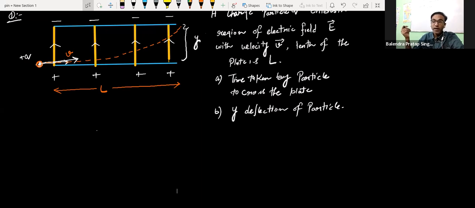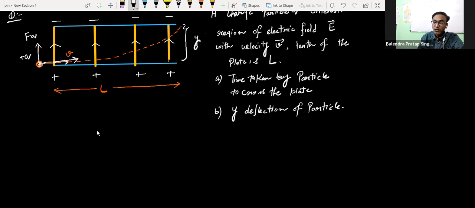It's a two-dimensional motion, meaning the particle is moving along the x direction and also in the y direction. In the x direction it moves due to its own velocity, and in the y direction due to the electric field force. The direction of the force is upward because the particle is positive. If this particle were negative, the direction would be downward. But this particle is positive, so the direction is upward.